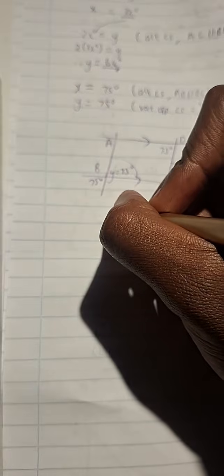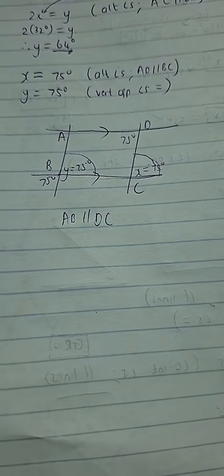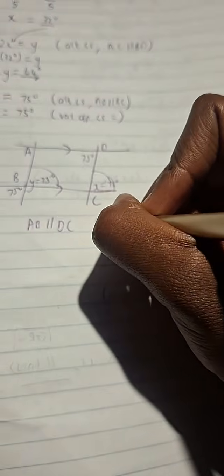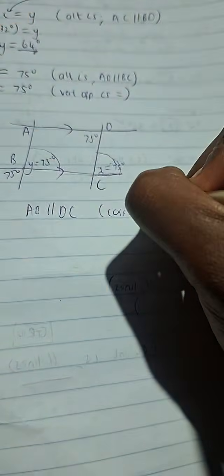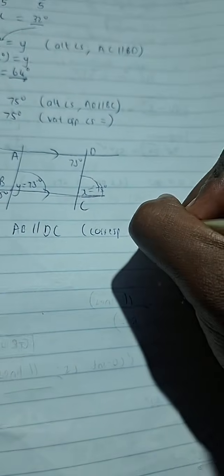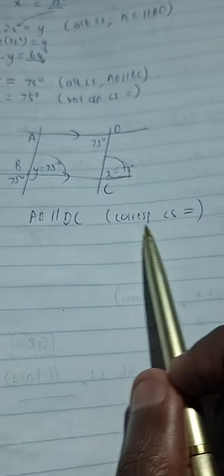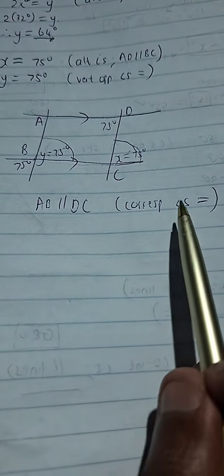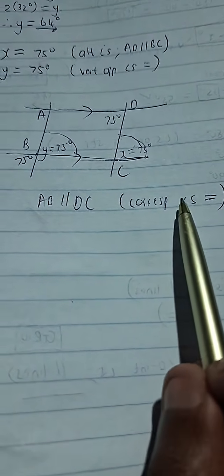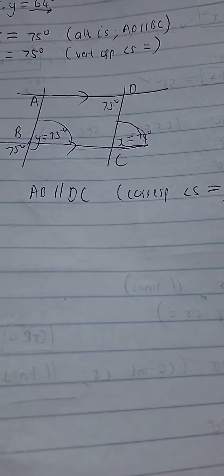So what I'm going to say here is AB is parallel to DC. Then I'm going to write my reason. Corresponding angles equal. That's when we use this reason. That is when we use the reason. All right?